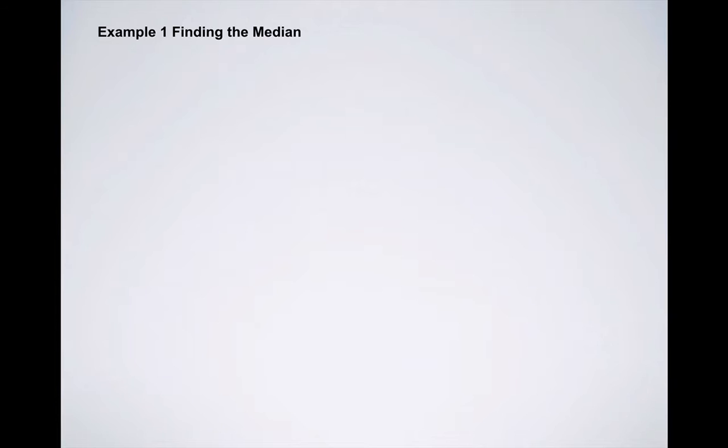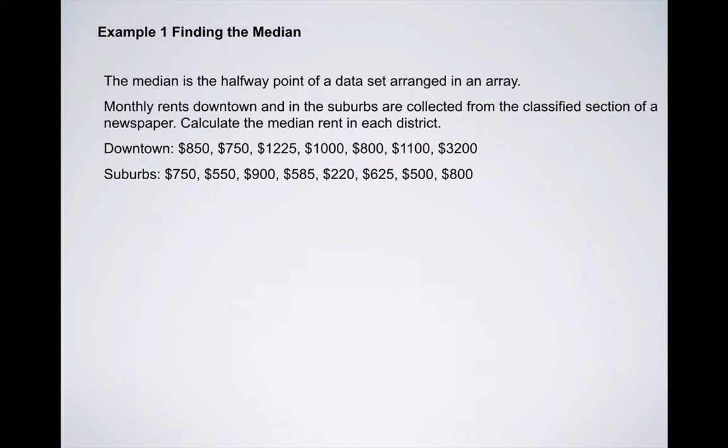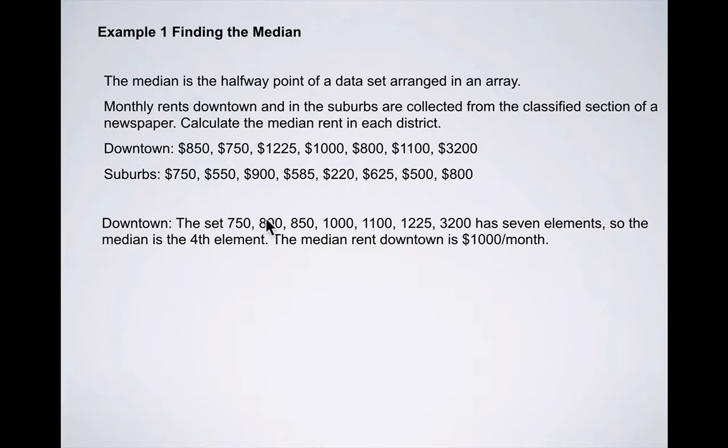Now, to review how you find the median: it is the halfway point of a data set arranged in an array. So if you take your data and arrange it from lowest value up to largest value, the middle value will be your median. Take an example where monthly rents are compared in downtown and in the suburbs, taken from the classified section of a newspaper. We want to calculate the median rent in each district. If you're given these values, the first thing you should do is arrange them from lowest to greatest.